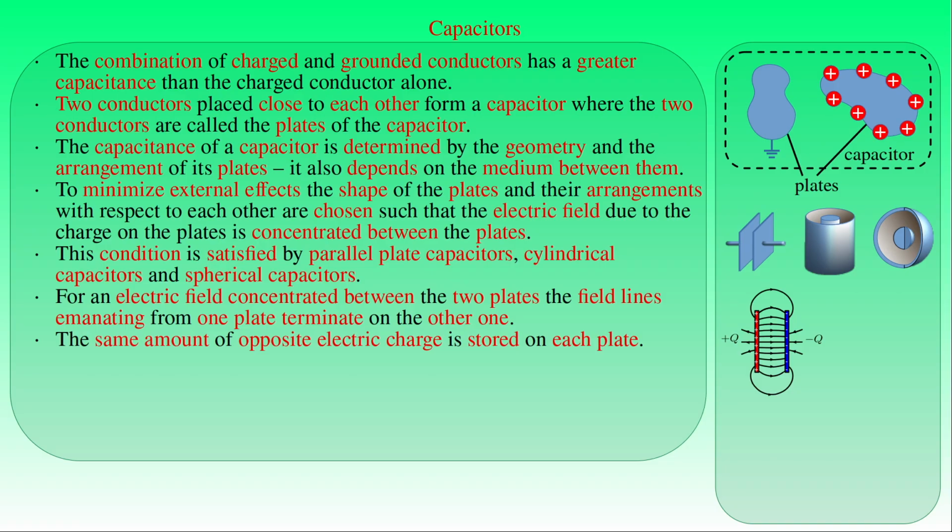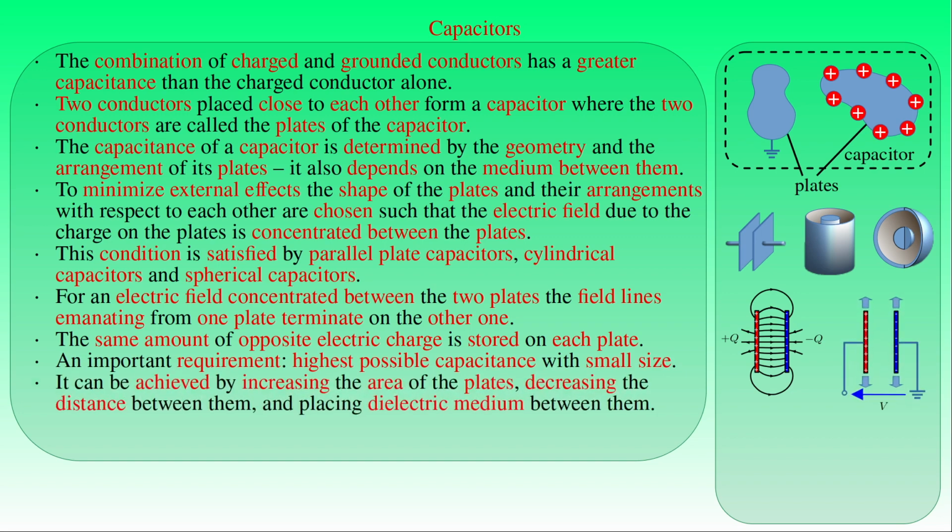One of the most important requirements for capacitors is the highest possible capacitance even with small size. As already mentioned, capacitance can be increased by modifying size, that is increasing the area of the plates, or modifying geometrical arrangement, that is decreasing the distance between the plates. We can also increase the capacitance of a capacitor if we place a medium between its plates that has a dielectric constant greater than 1.